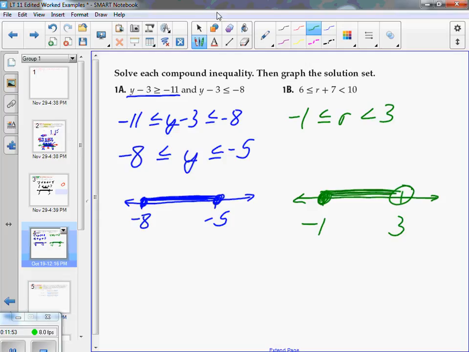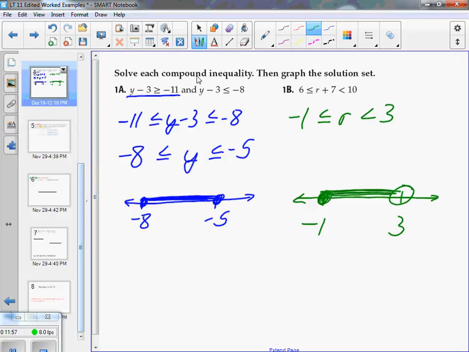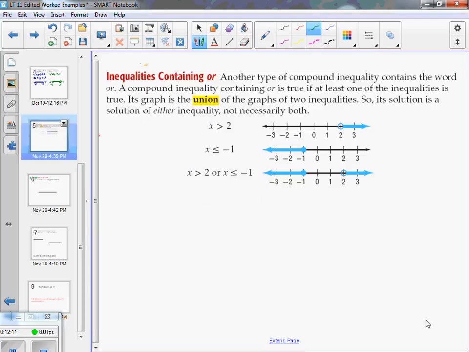And here's where you really need to hang on so you don't get confused, okay? That's how you work them with an "and" between the two inequalities, or written as one compound inequality. But we can have "or." Now, in math, "or" means that if anything I state is true, the statement is true.